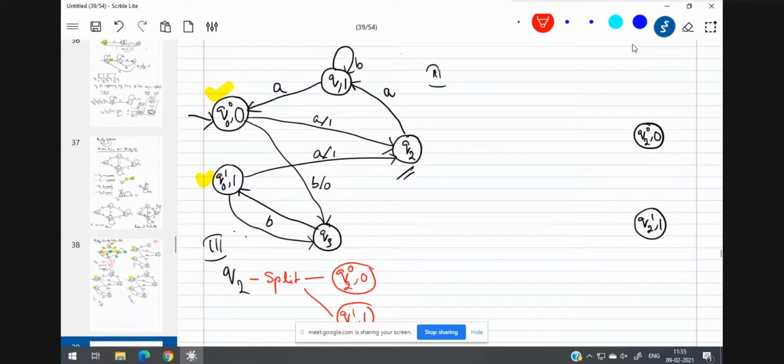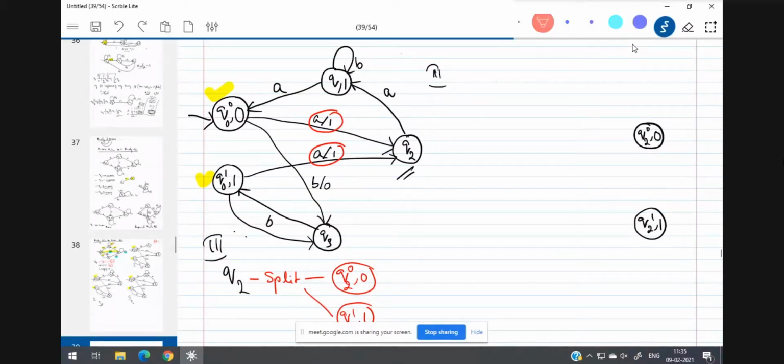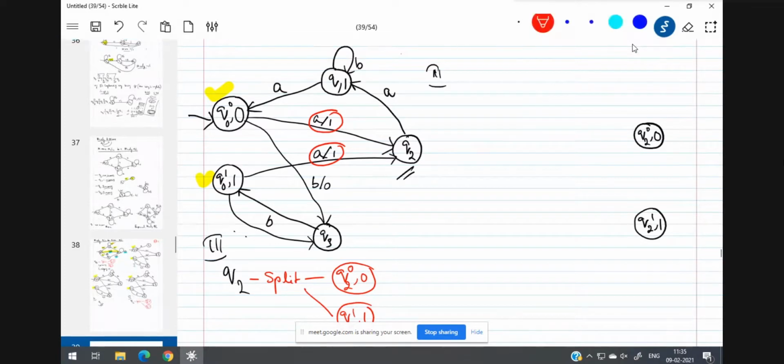Okay, fine. So this one, right? Let me take these two. These two incoming arcs towards Q2 have the input symbol A, and the output symbol associated with them is 1. So what we're going to do is, instead of pointing this incoming arc towards Q2, we'll be pointing them towards the split parts.